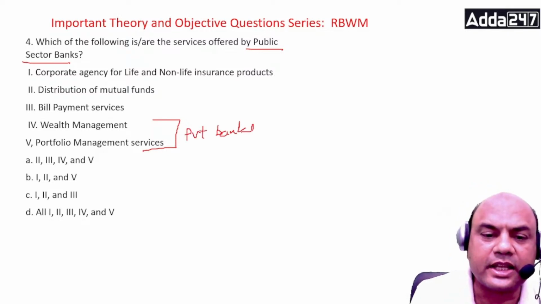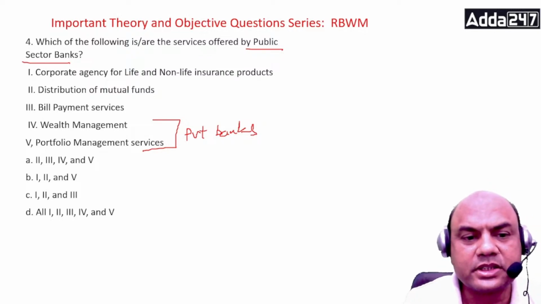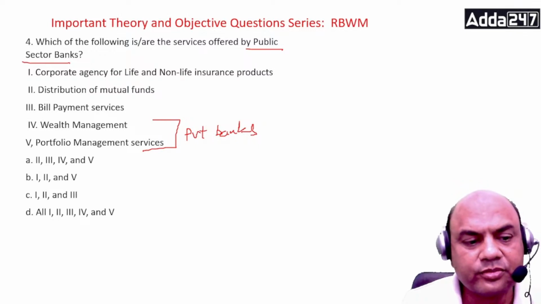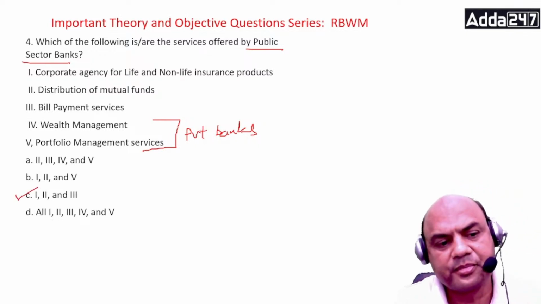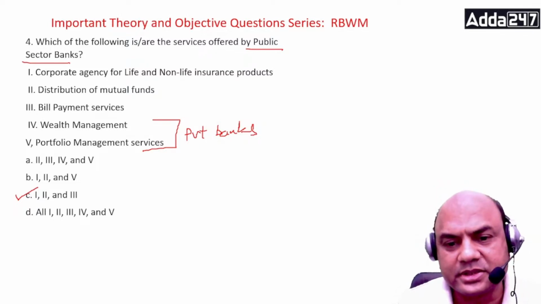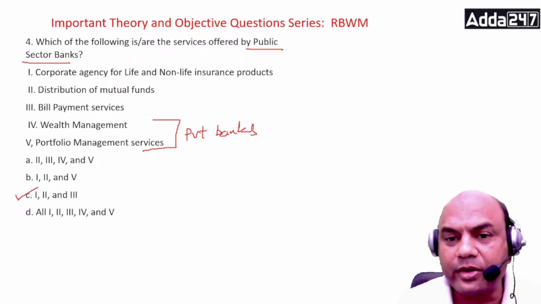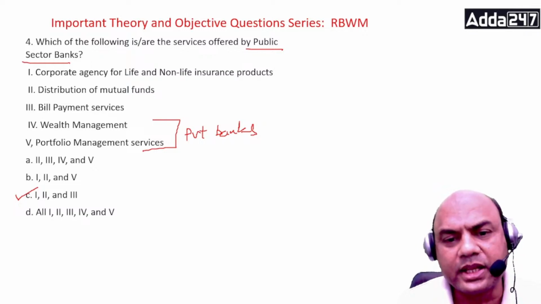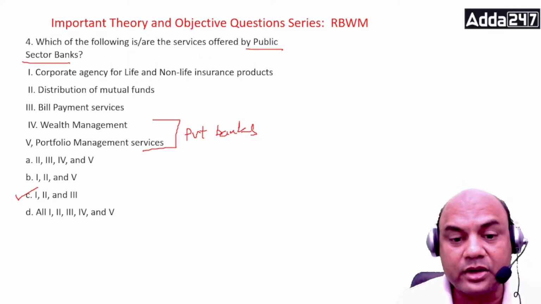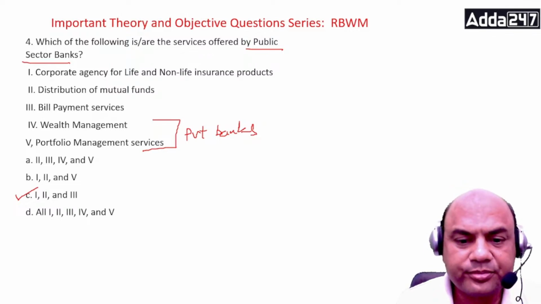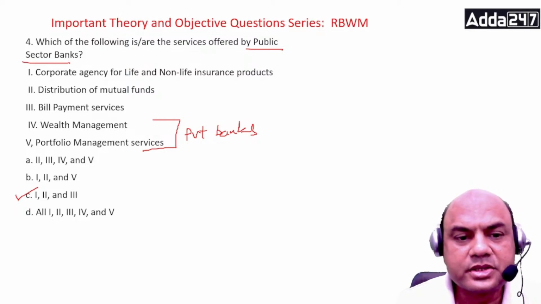So nationalized banks offer these three: corporate agency of life and non-life, distribution of MF, and bill payment services. So it will be 1, 2, and 3. WMS means wealth management services, and this is PMS. These are generally offered in private banking for HNI customers. Even now, nationalized banks have started a bit, but only a bit. They have not started to go full-fledged on this. Okay, next one.